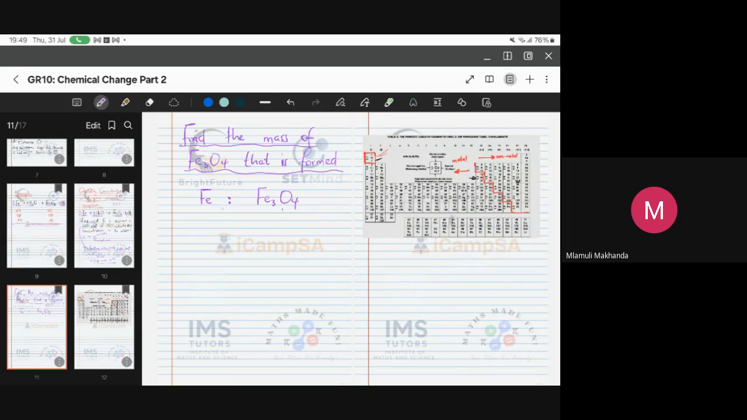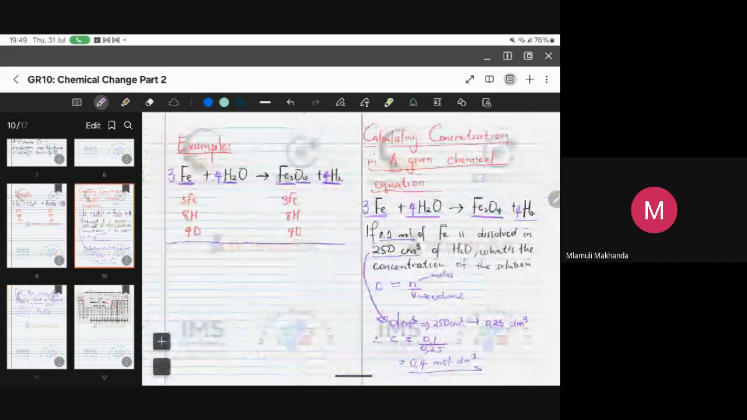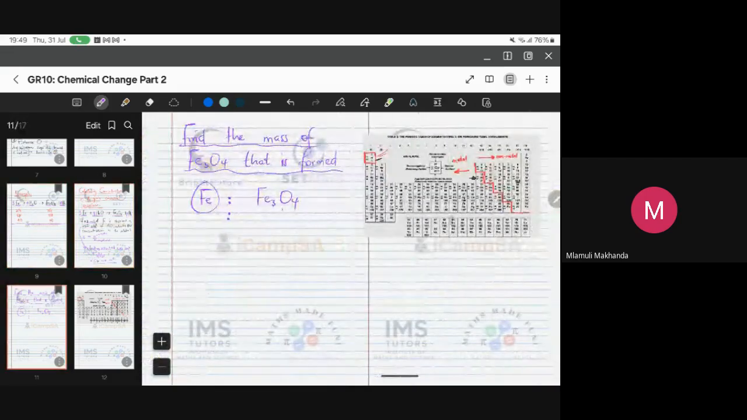So what we do here, we take the ratio. It's like saying if I have 5 buns, and in this case 3 buns of iron, right? And 1 beef patty. How many burgers can I make? That's what we're trying to do here.